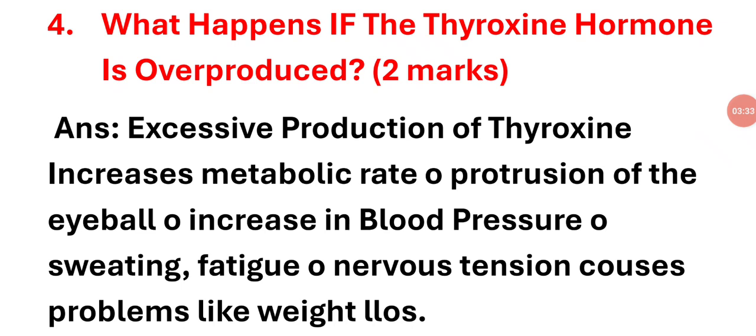What happens if the thyroxine hormone is overproduced? 2 marks question. Excessive production of thyroxine increases the metabolic rate, causing protrusion of the eyeball, increase in blood pressure, sweating, nervous tension, and problems like weight loss.